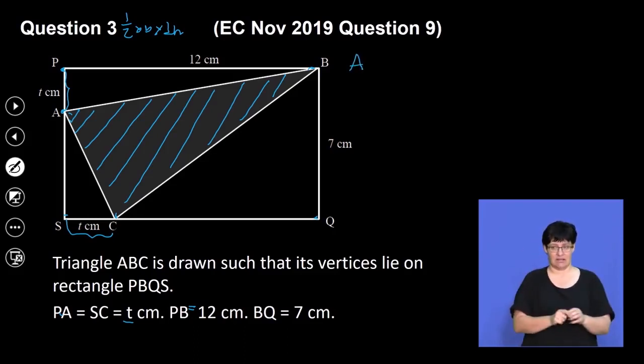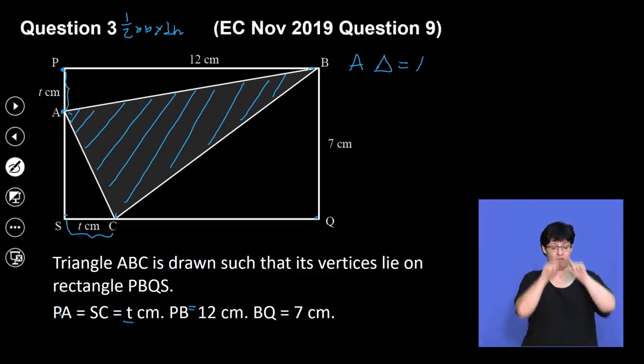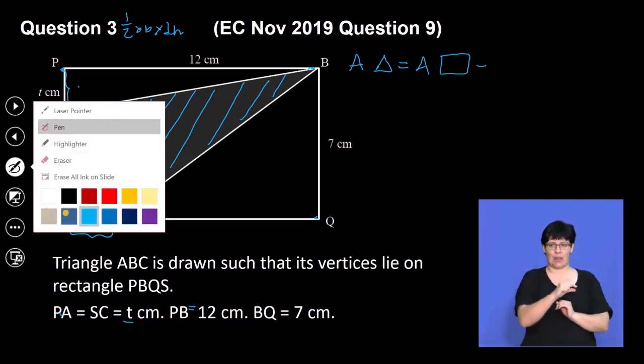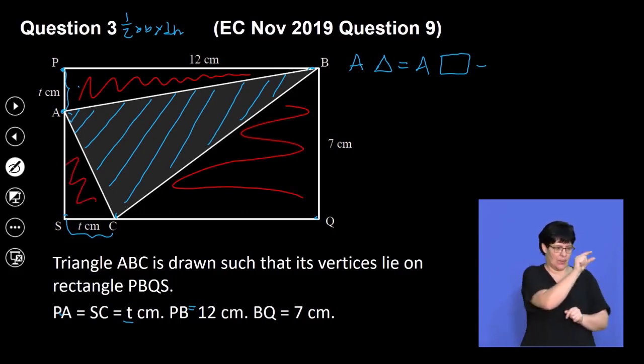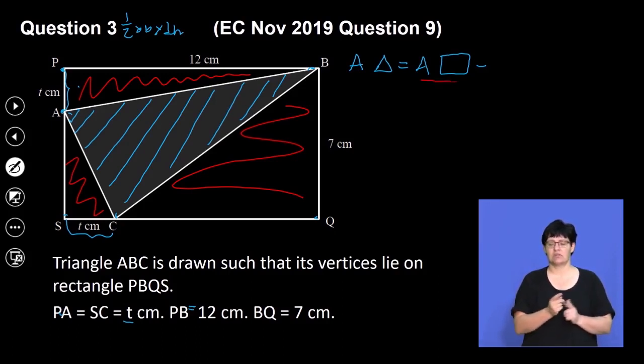So the only way we can really find the area of that triangle is to find the area of the rectangle. Okay, so the area of the triangle is going to be the area of the rectangle minus the areas of the three smaller triangles that we can see. So this one over here, this one over here, and that one over there. And luckily, those are all right-angled triangles. So we're going to be able to use our triangle formula quite easily to find the area of all of those three triangles. So it's going to be the area of the rectangle minus the three areas of the smaller triangles.